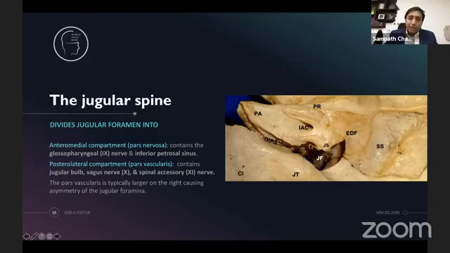The jugular spine divides the jugular foramen into an anteromedial compartment and a posterolateral compartment. Some people call this the petrosal compartment. This is a posterior ovoid compartment, but nevertheless, remember that there is a smaller anteromedial compartment and a larger posterior one. The smaller compartment has just one nerve, the glossopharyngeal nerve, and a fairly big venous structure, the inferior petrosal sinus. So remember, it is here that you have the inferior petrosal sinus and the glossopharyngeal nerve, the 9th nerve. The 10th and the 11th cranial nerves are in the jugular foramen area, along with the jugular bulb.